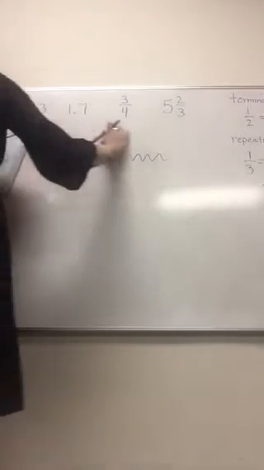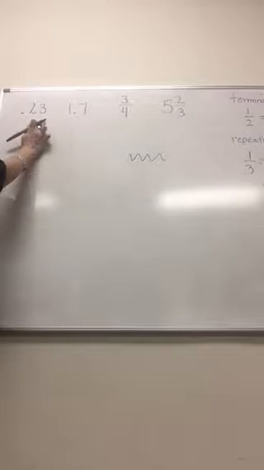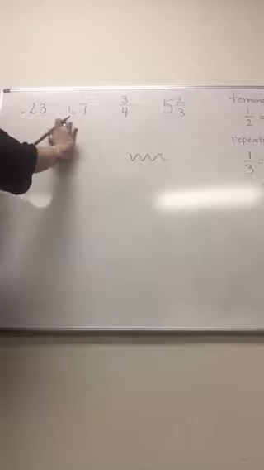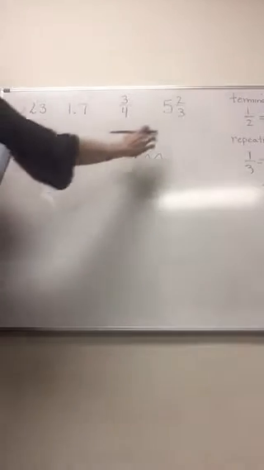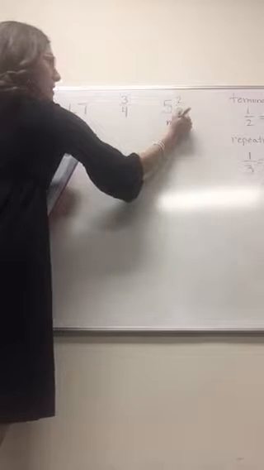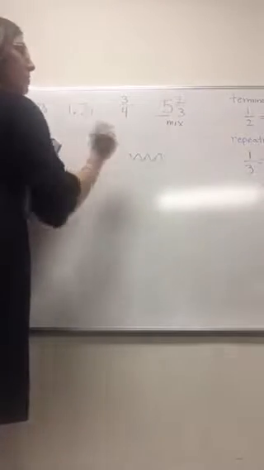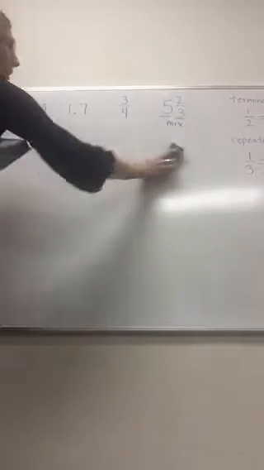Let's look at these numbers that I've written across the top of the board. We have 0.23 or 23 hundredths, that's a decimal number. We have 1.7 or 1 and 7 tenths, that is also a decimal number. We have 3/4, what do we call that? That's a fraction. And we have 5 2/3, which is a mix, do you remember this? A mix of a whole number and a fraction. So that's why we call it a mixed number. I'm going to go in front of the camera and grab my eraser and get rid of that.